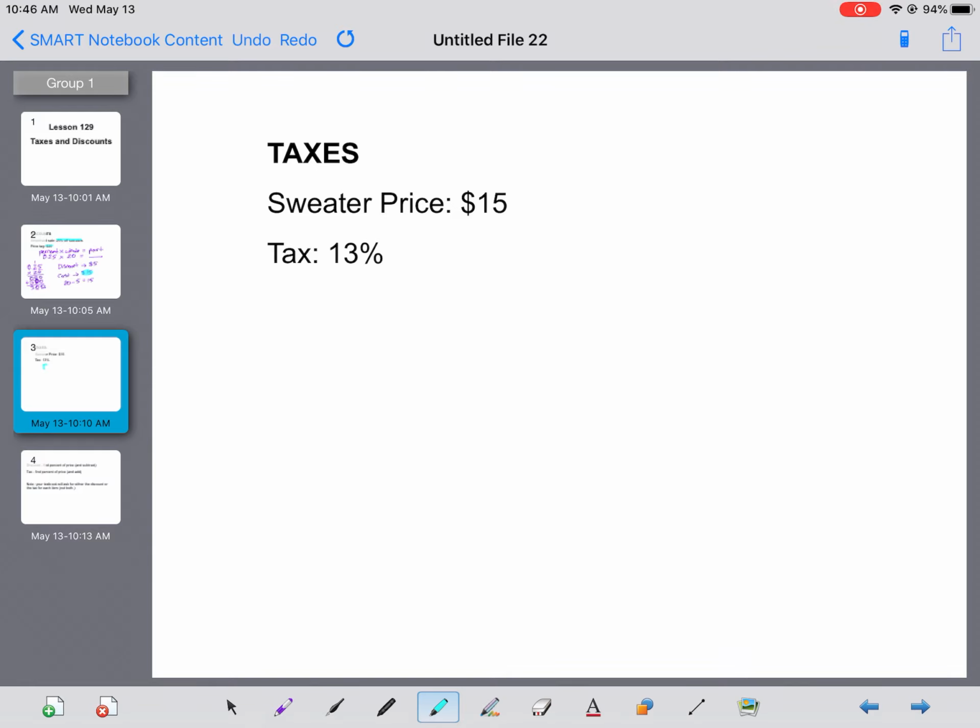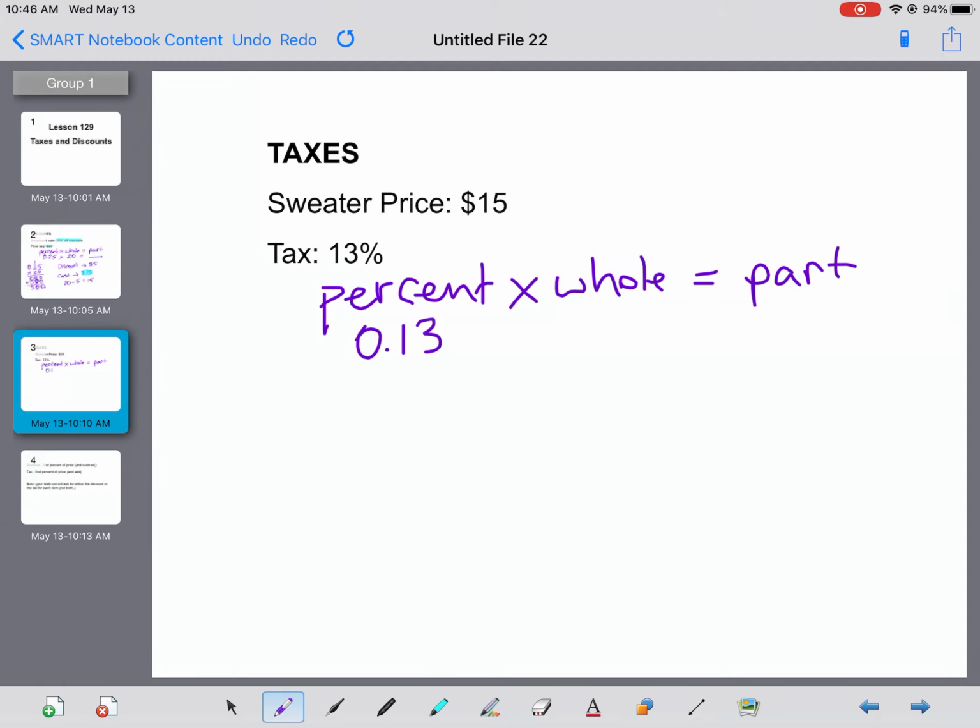So let's go back to pen. Percent times whole equals part again. Because now you've got this sweater, it costs $15, but there are taxes of 13% on that sweater that you're going to have to pay. So we'll take the percent in its decimal form, 0.13, times the whole price, which is $15, and we want to figure out what the part is to figure out how much tax you're going to have to pay. So you do the exact same thing, but with different numbers where you multiply.